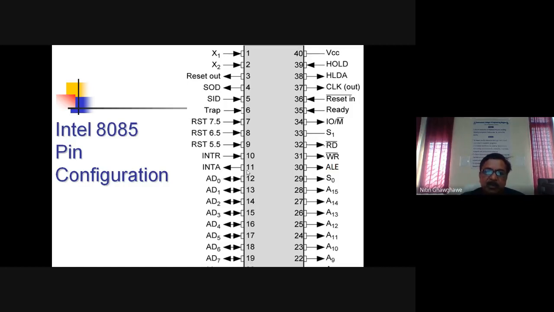Data on these pins can be transmitted to or from the microprocessor. So always remember the data bus: all these pins are grouped together to form a bus. The data bus is 8 bits wide for 8085, whereas the address bus is 16 bits wide.